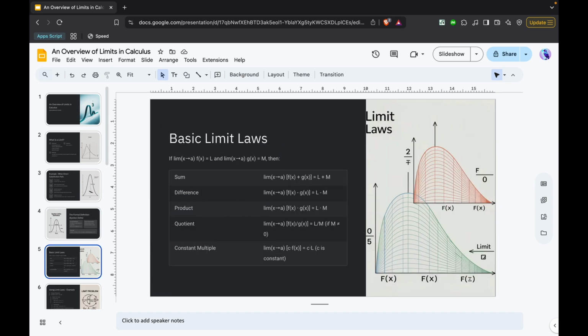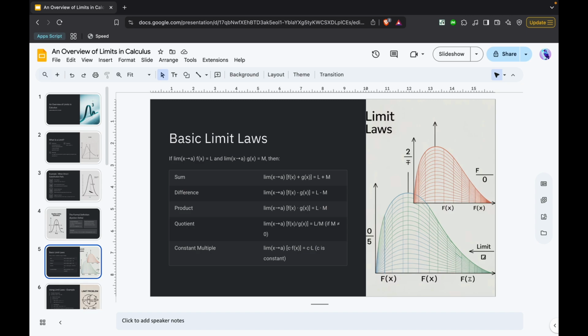There are a few basic limit laws that are pretty common, and they're really useful for generally simplifying limits. So, if the limit as x approaches a of f of x is equal to L, and the limit as x approaches a of g of x is equal to m, then the sum, the limit as x approaches a of f of x plus g of x, is equal to L plus m. The difference is the same thing except L minus m, and the product and quotient follow the same rules.